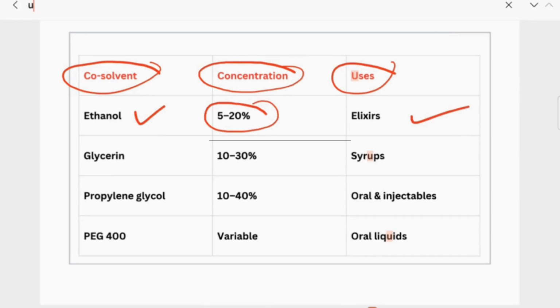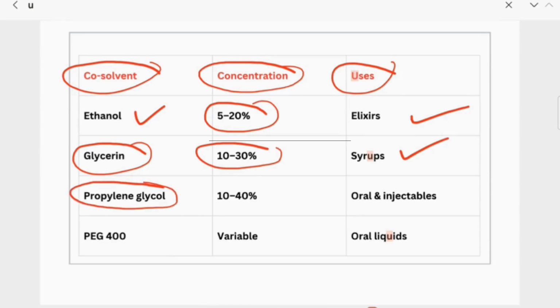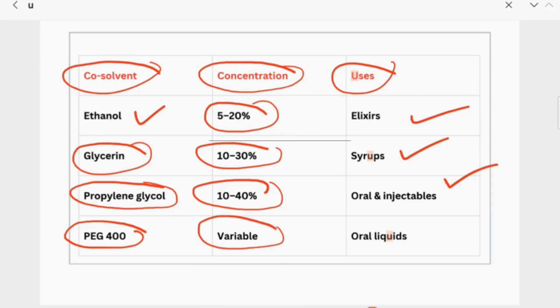And we use glycerin as a co-solvent. The concentration is 20 to 30%. It is used in the form of syrup. And we use propylene glycol. The strength is 10 to 40%. We use it in oral preparations and injectables. And we use PEG 400, that is polyethylene glycol 400. That is not an exact strength, it is variable, and we use it especially in liquid bottles.